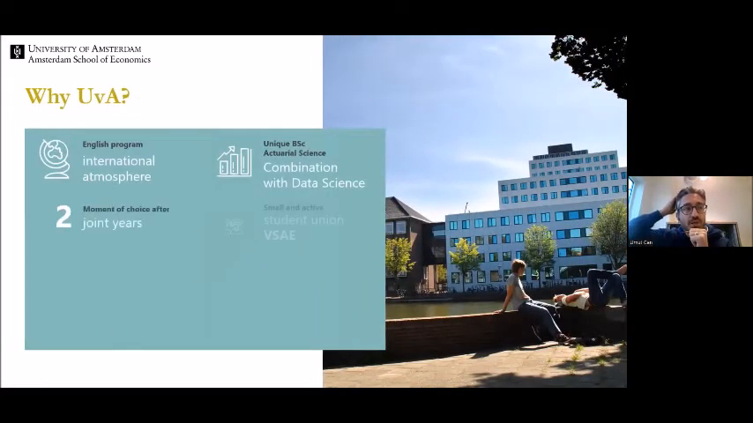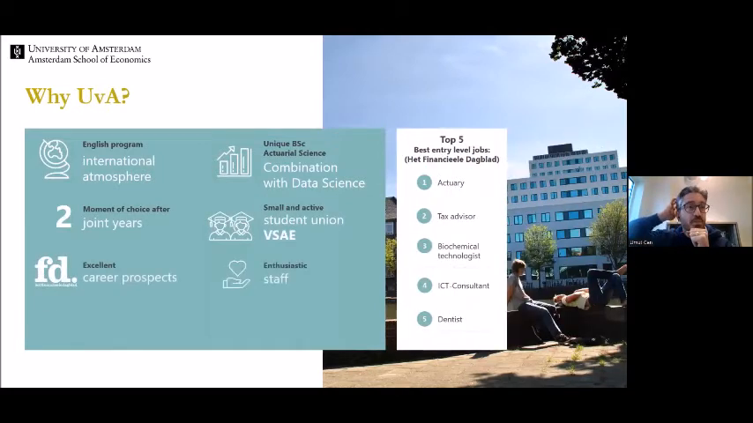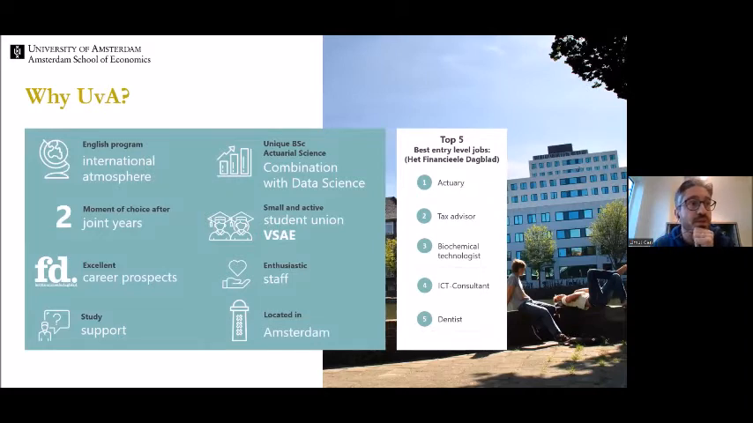So in a nutshell, why would UvA be a good choice to study econometrics or actuarial science? Well, for this audience, perhaps an important advantage is that we offer a program which is completely in English, and more than half of our students at this point are international students. So we have quite an international atmosphere in all the classes that you take. Many of the faculty members are also international.